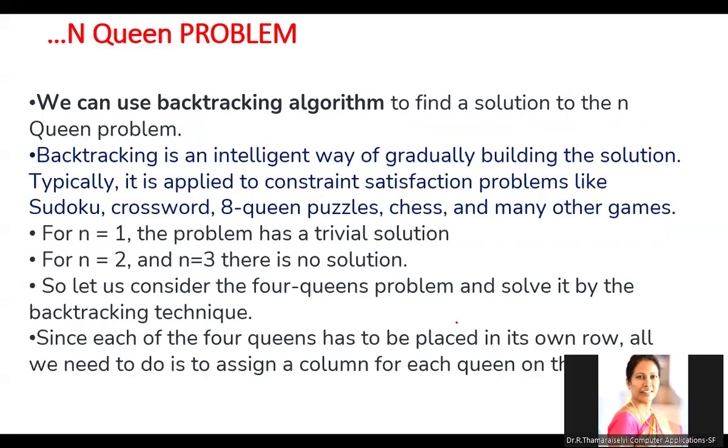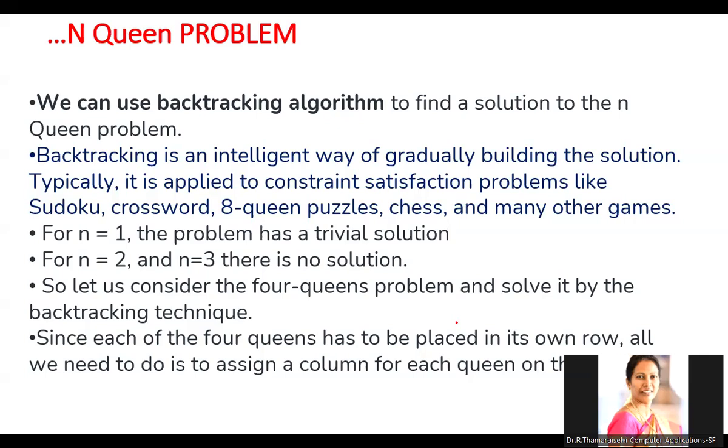What is the backtracking algorithm? You know about the greedy algorithm, dynamic programming algorithm, backtracking algorithm, exhaustive algorithm, branch-and-bound algorithm. There are many algorithms out there. So here to solve this n queen problem, we are using backtracking. Backtracking is an intelligent way of gradually building the solution. Typically, it is applied to constraint satisfaction problems like Sudoku, crossword, 8 queen puzzles, chess, and many other games.